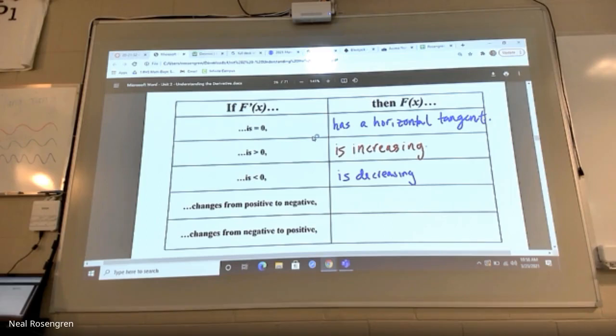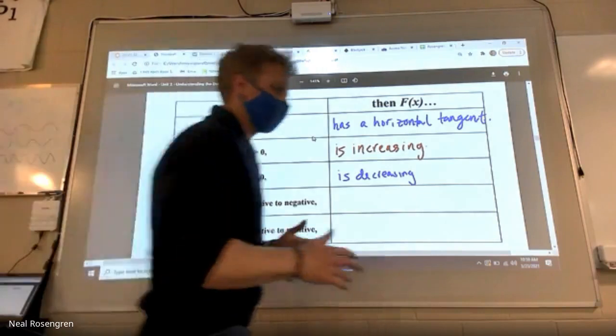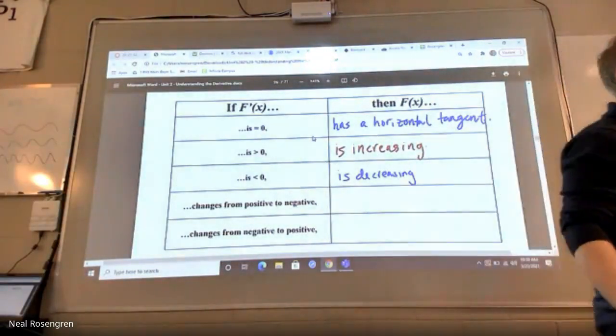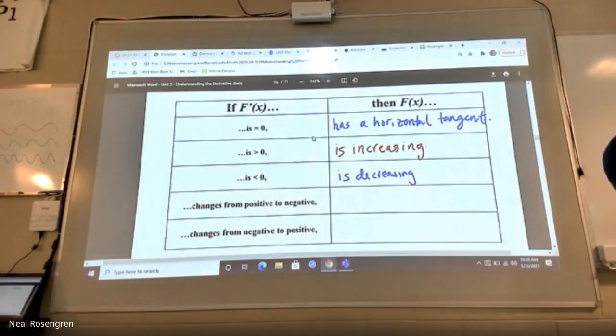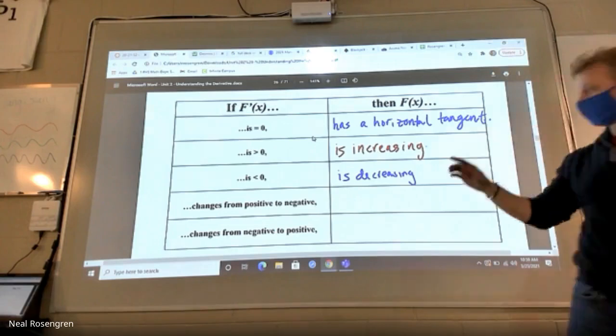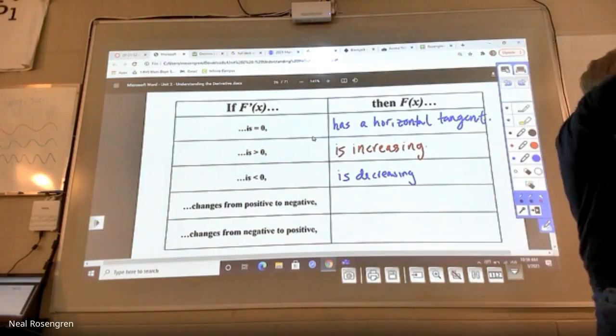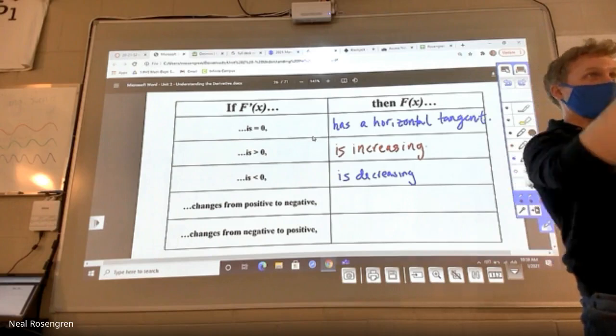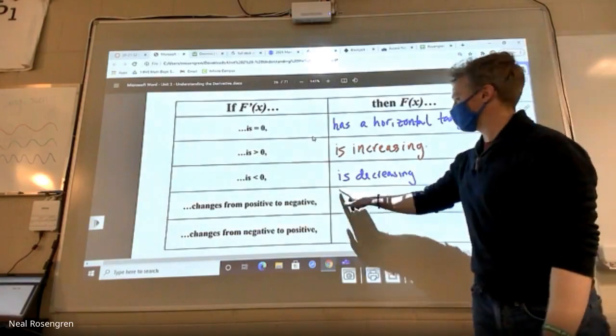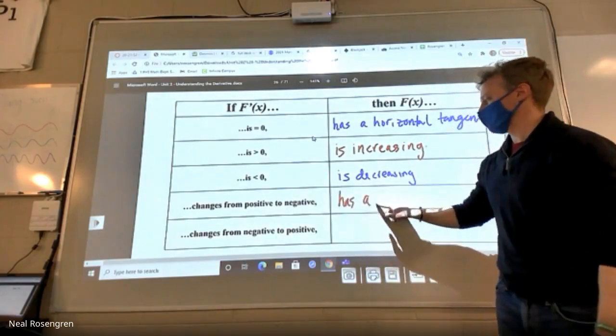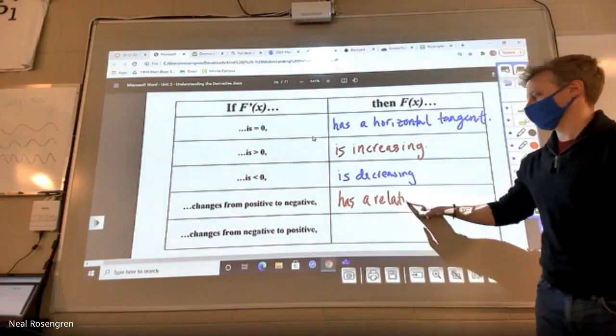What if the derivative at a certain point changes in the space nearby from positive to negative? Now, absolutely. There's only one way to go from increasing to decreasing. At a point, it has to be a maximum. F of x has a relative maximum.